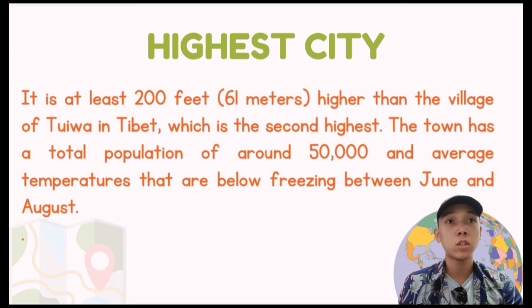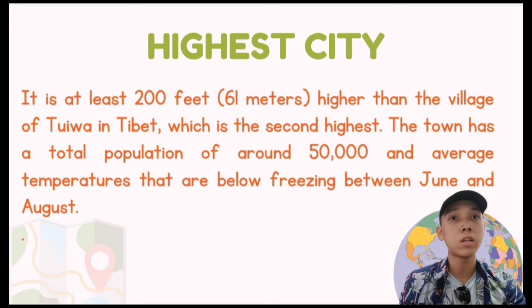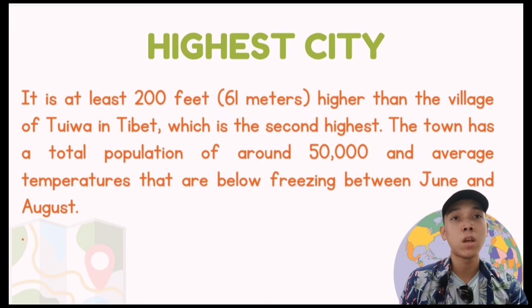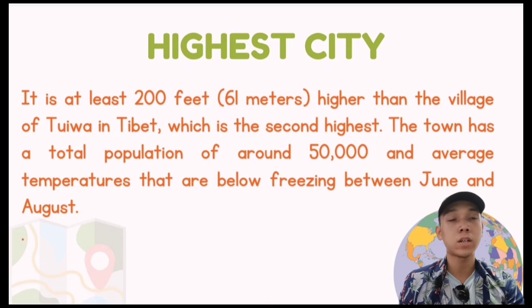So the town has a total population of around 50,000 and average temperatures that are below freezing between June and August. Between the years 2000 and 2009, the population was estimated by National Geographic to have increased to 30,000 people from just a small gold prospector camp, because the price of gold rose 235% over that period. Although this number has not been reflected by the 2007 census or the 2017 census.